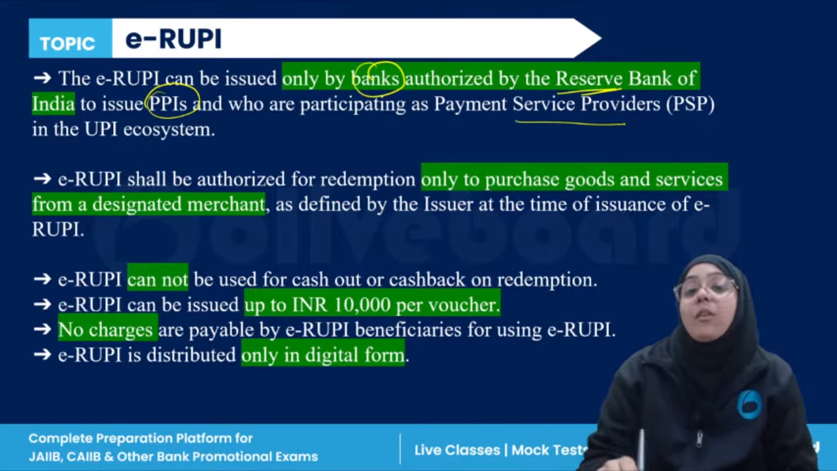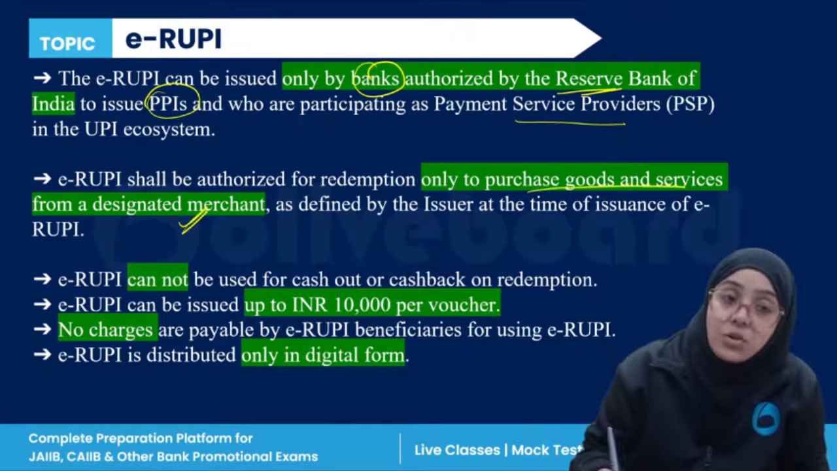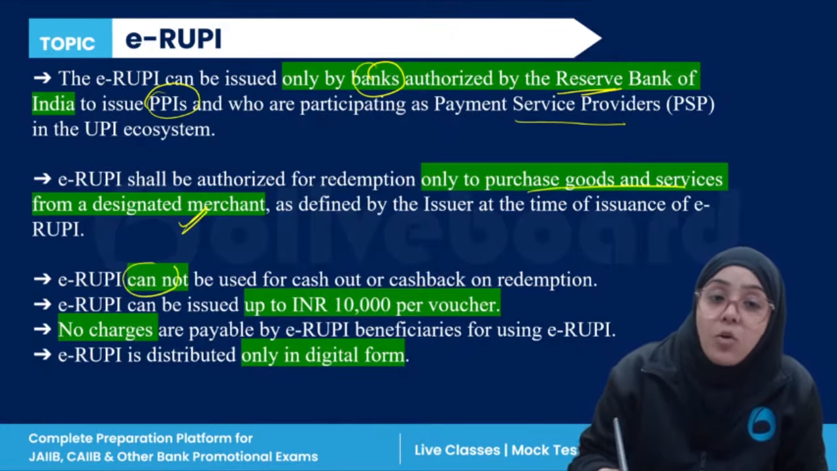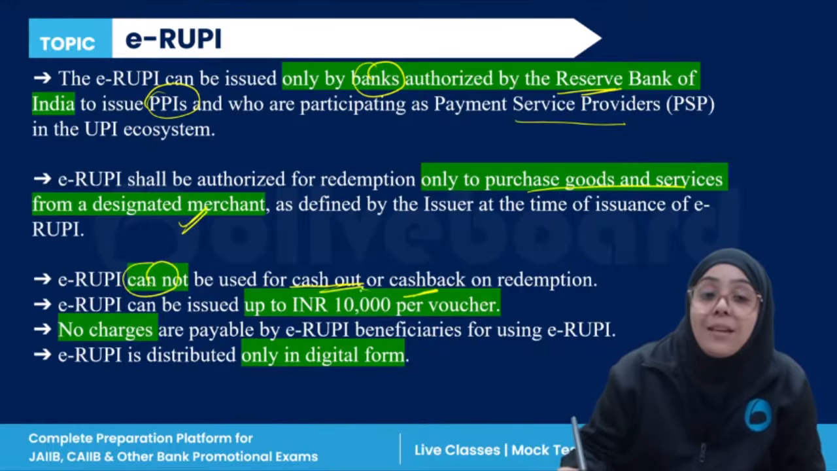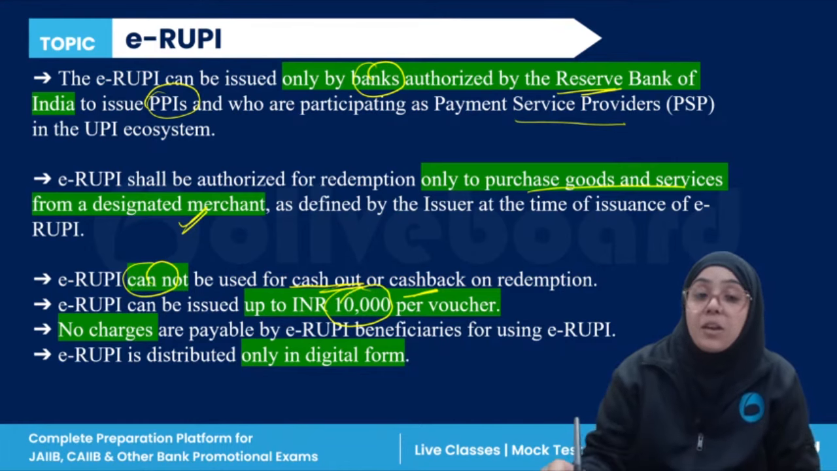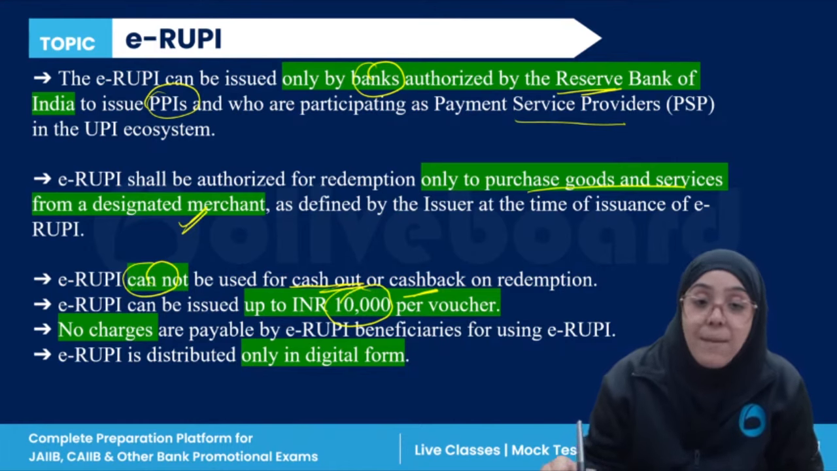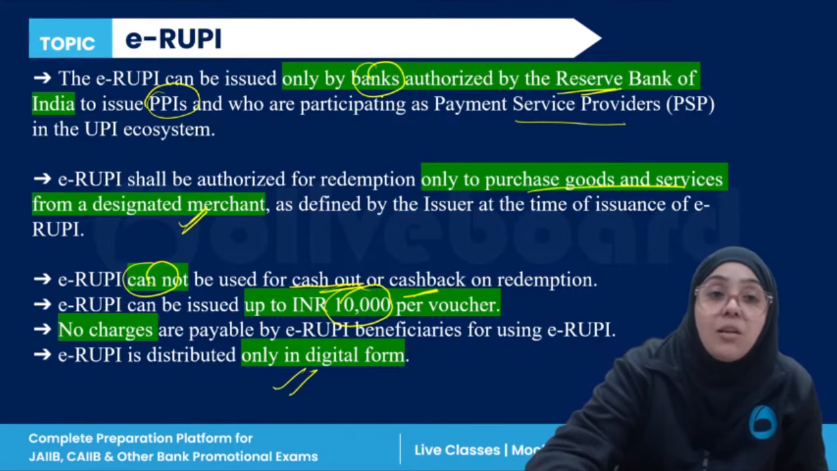E-rupee shall be authorized for redemption only to purchase goods and services from a designated merchant. E-rupee cannot be used for cash out or cash back on redemption. It is actually stored up to rupees 10,000 per voucher. No charges are payable by the beneficiaries. Plus, it is distributed only in a digital format.